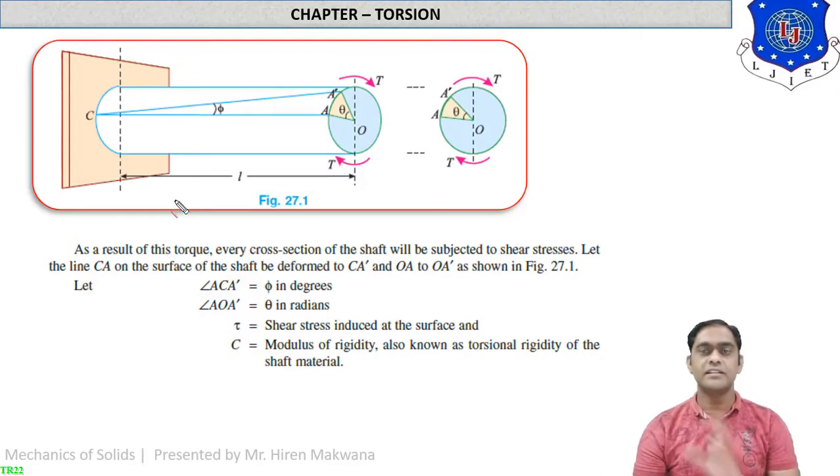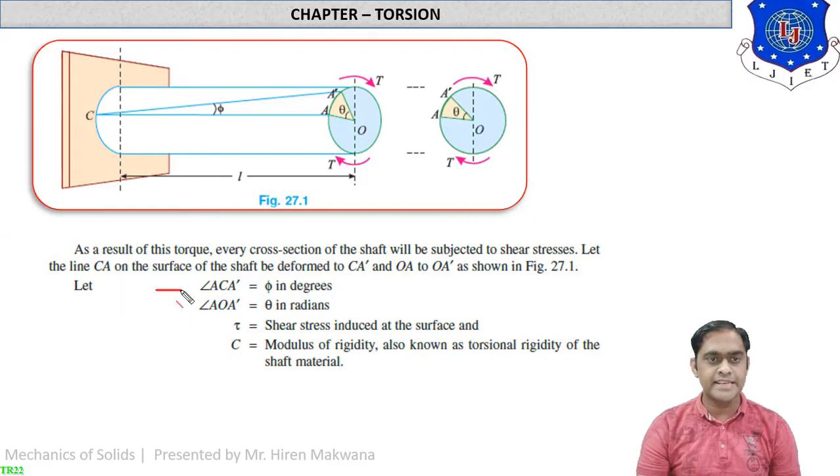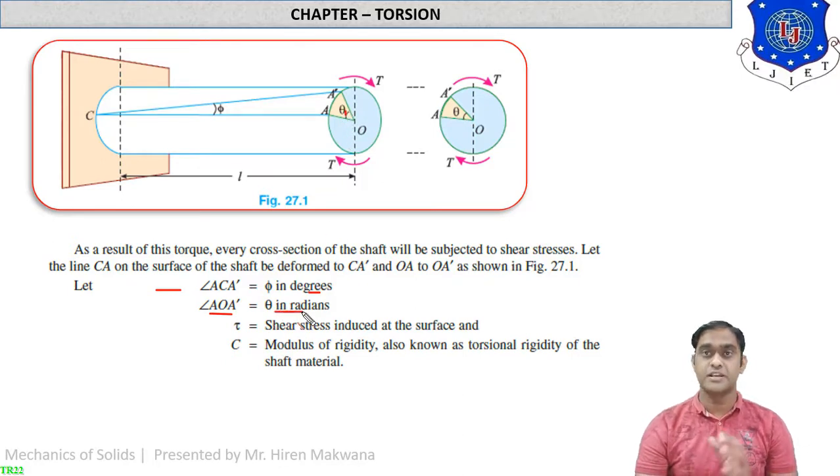The same figure is there, nothing new. What is angle AC A dash? You can see from the figure that angle AC A dash has value phi in degrees, like 30 degree, 40 degree, 50 degree. But angle AOA dash is theta, and this theta is in radians. So this is the default notation in the theory. It is assumed like this and it remains like this.